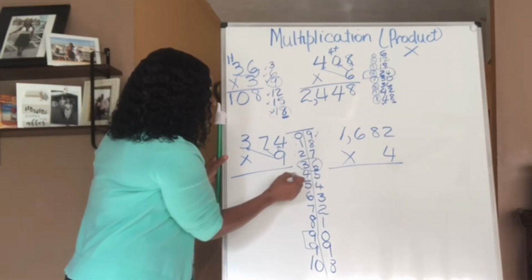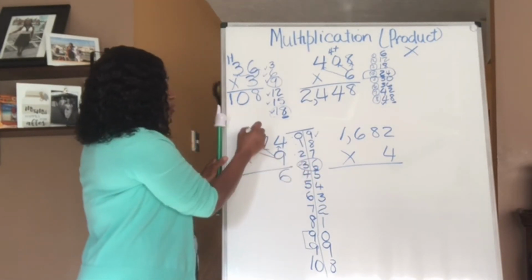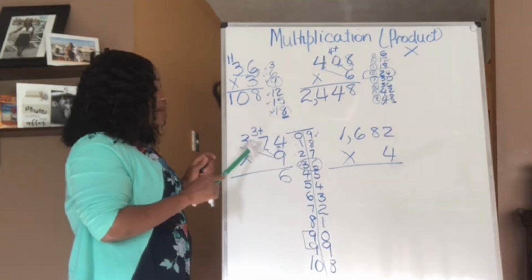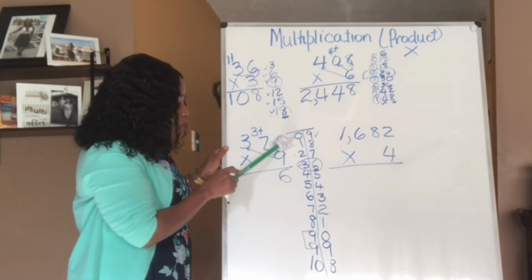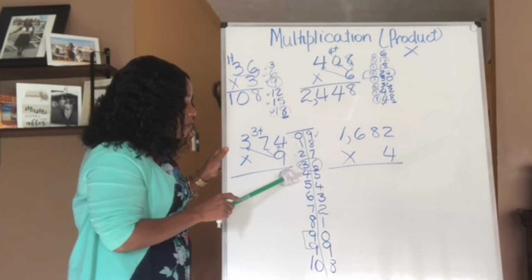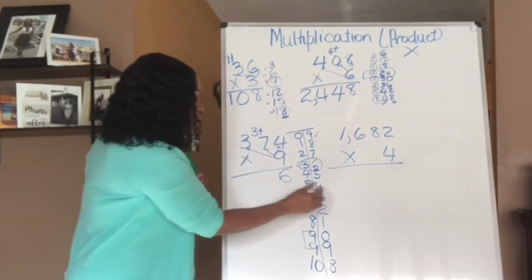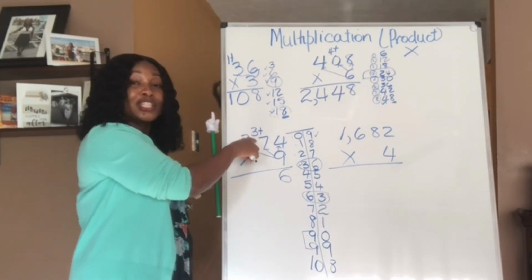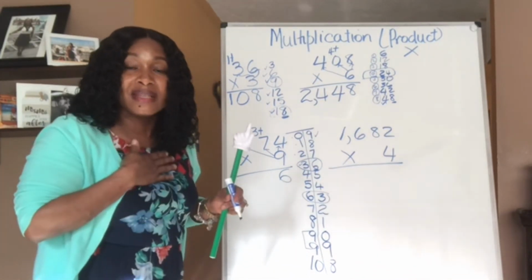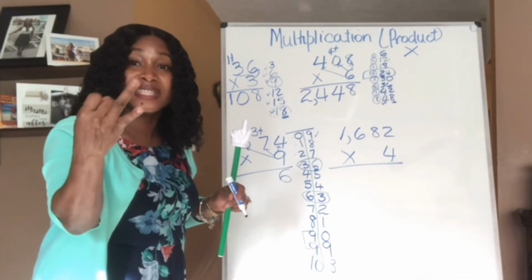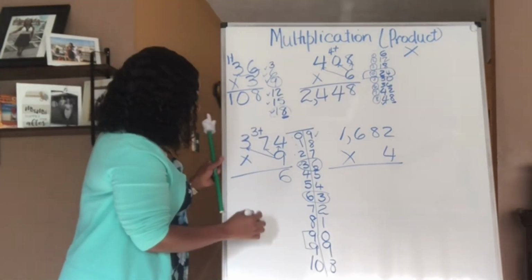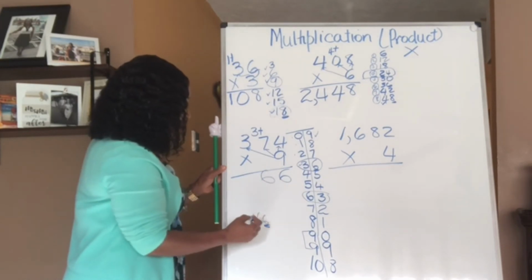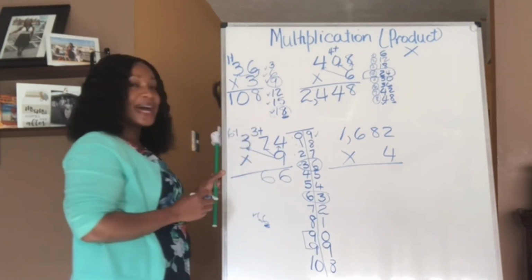We write the 6 down and we carry the 3. We're going to add that 3 after we multiply. Then 9 times 7. So this is 1, 2, 3, 4, 5, 6, 7. So 9 times 7 is 63. Then 63 plus 3 more. 63, 64, 65, 66. So when we get 66, we write one of the 6 down and we carry the other. We're going to add it.